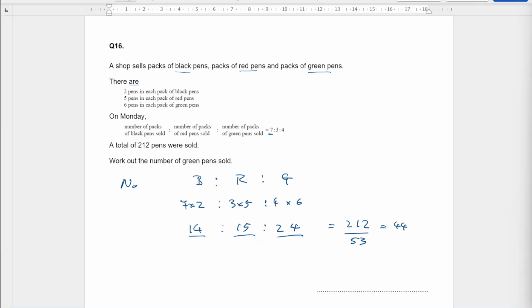I'm confusing myself there. 4 times. If I double that, 106, yeah, it goes in 4 times. So each part of the ratio is worth 4, and we just want the number of green pens, so we want 24 times 4, which is going to be 48 times 2, 96.